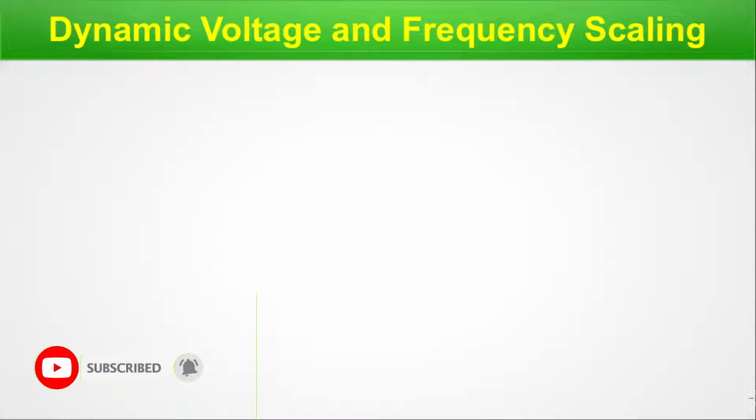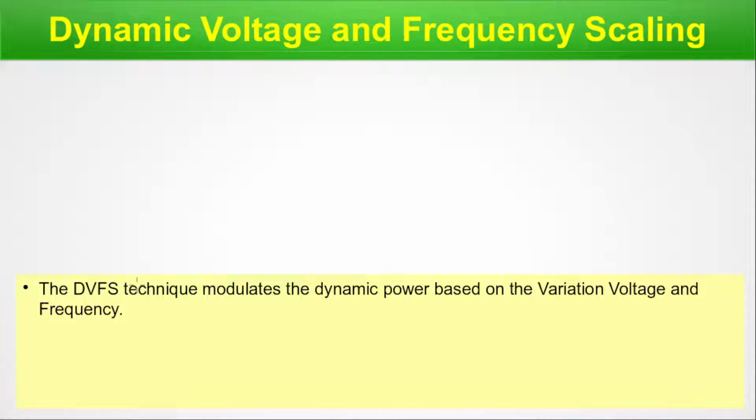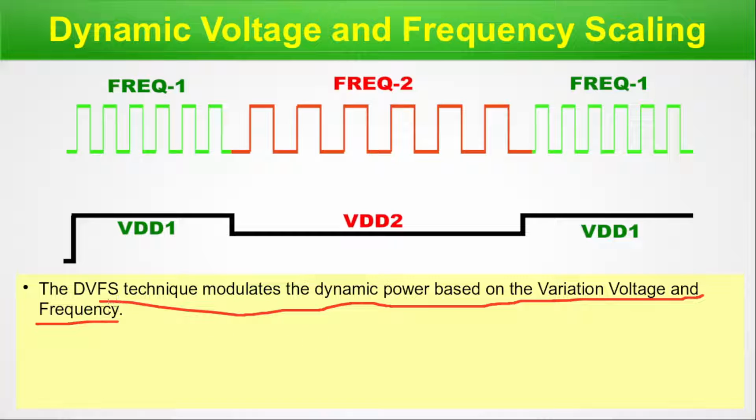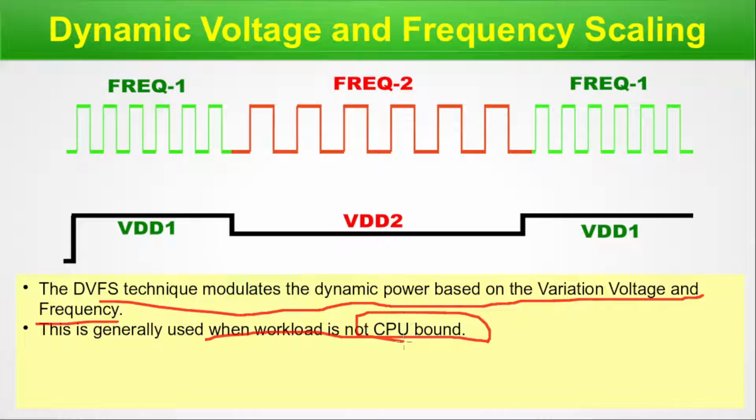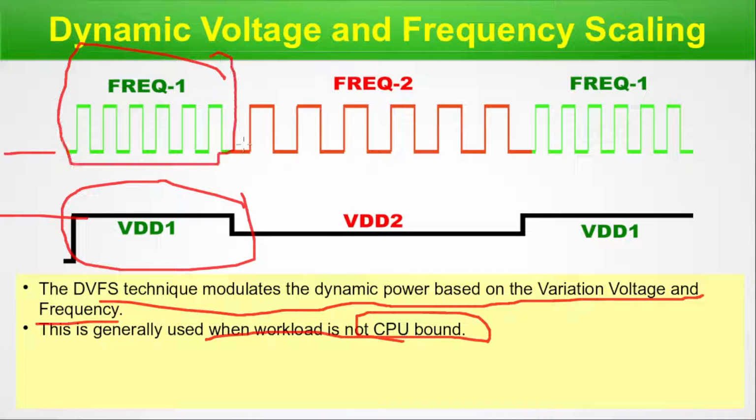Dynamic voltage and frequency scaling, abbreviated as DVFS. The DVFS technique modulates the dynamic power based on the variation of voltage and frequency. This infographic will help you understand. It is generally used when the workload is not CPU bound, so the workload is not tied to the CPU. Here you can see at VDD1, this is the VDD level, and this is our clock. At VDD1 we have frequency 1. I have used different colors so that you can easily identify them, and I have kept the same green color here and here.